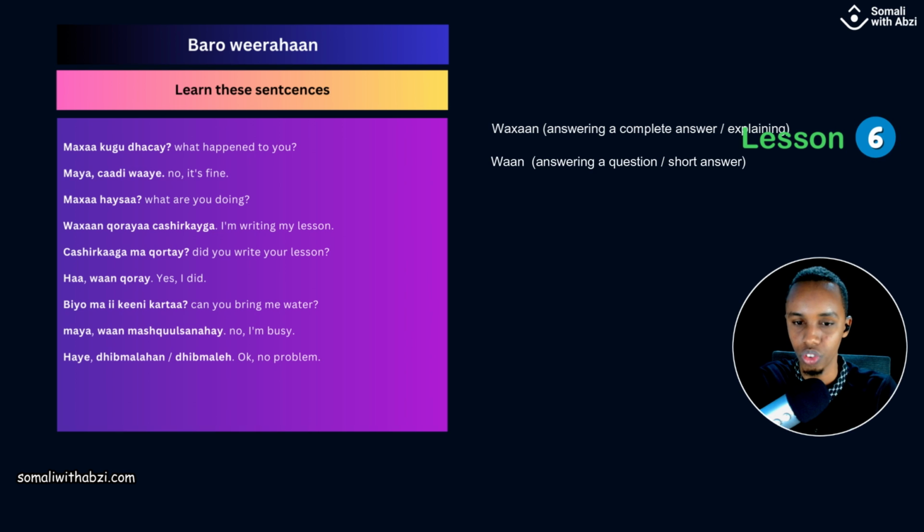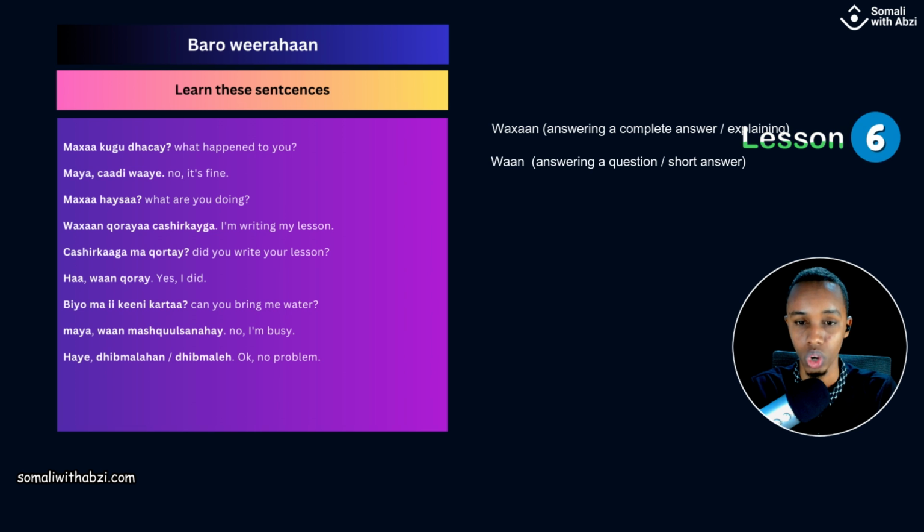So if I test you now, is it correct to say waxaan isticmaalayaa laptopkayga? Isticmaal means use. Or is it correct to say waan isticmaalayaa? So if I ask you a question which is maxaa haysaa, you're using your laptop. You're going to say waxaan isticmaalayaa laptopkayga or waan isticmaalayaa laptopkayga. Which is correct? Waxaan isticmaalayaa laptopkayga is correct because I asked you a question which is maxaa haysaa?